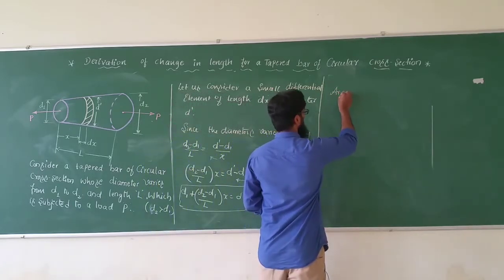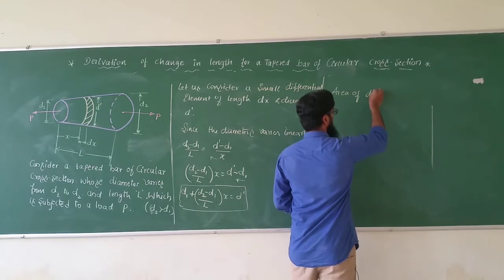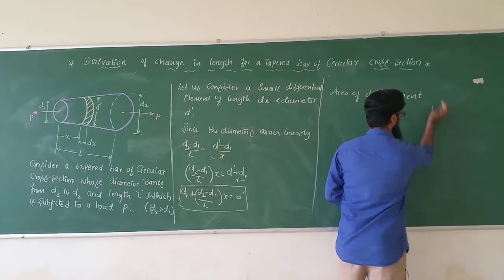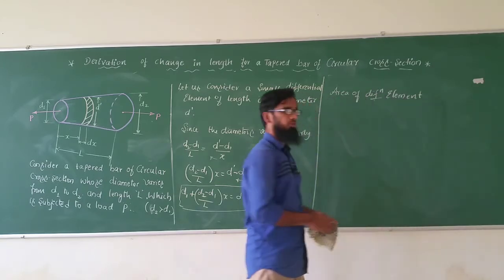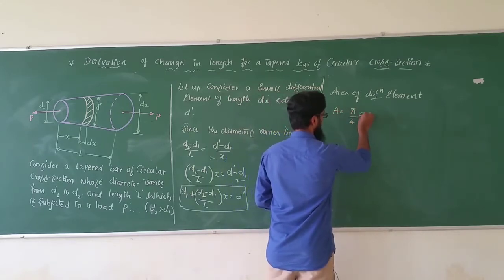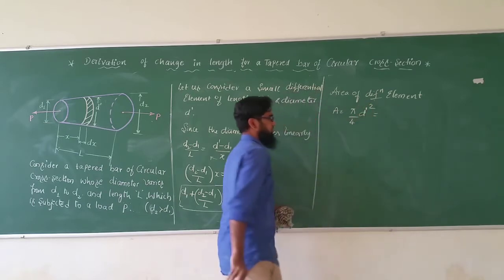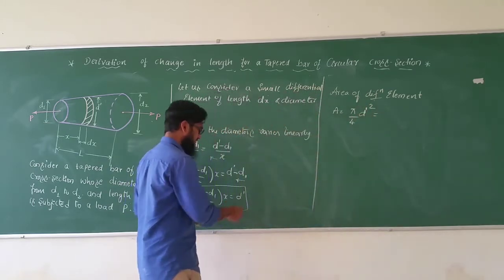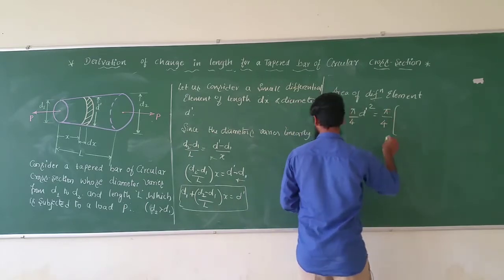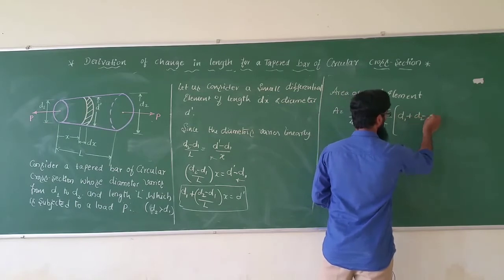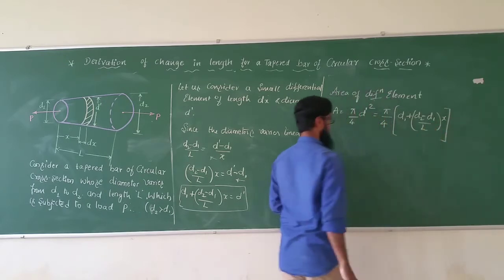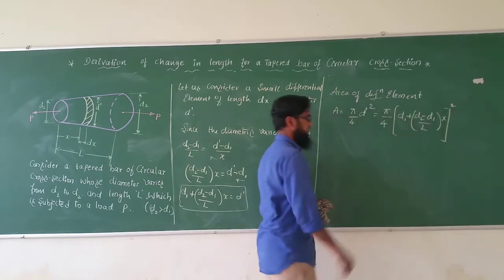Now what will be the area? The area of the differential element: we know that the area for a circular member is pi d square by 4, so it is pi by 4 d dash square. Substituting d dash as d1 plus d2 minus d1 by L into x, and taking the whole square, this is the area here.